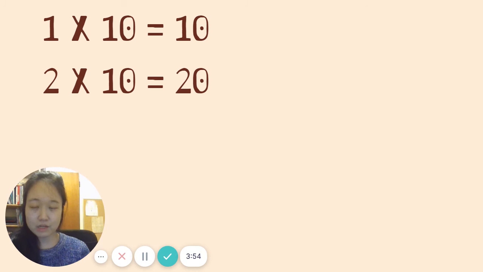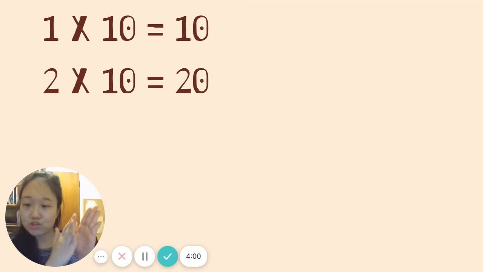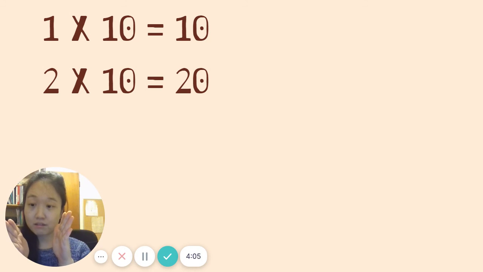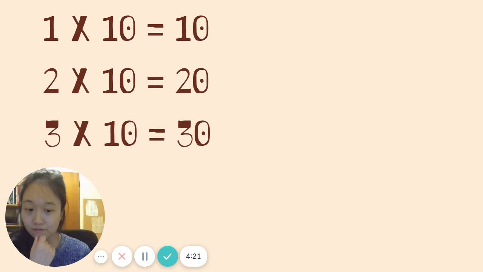And then if you see, there's another pattern here. Whenever you're multiplying a number by 10, it's almost like you take that number and you shift it over to the tens place. So shift it from the ones to the tens place, and then now in the ones place, there is a 0. So 3 times 10, shift the 3 over to the tens place and put the 0 at the end, which is equal to 30.